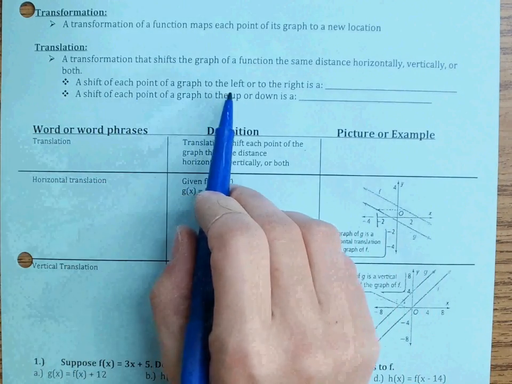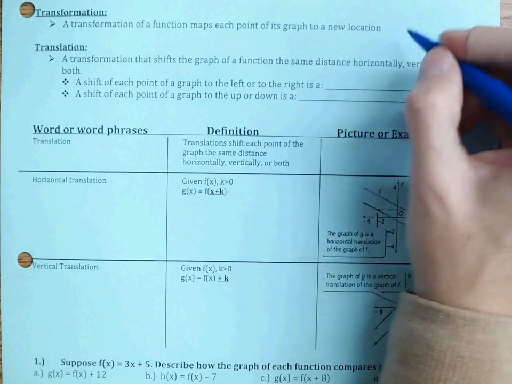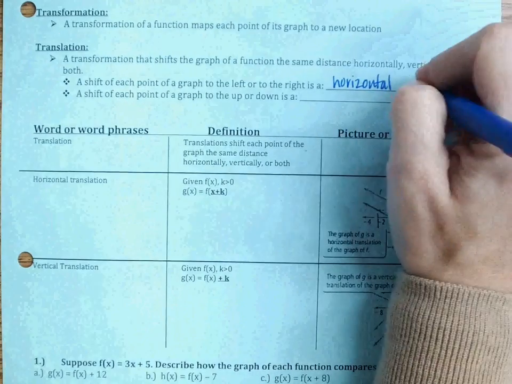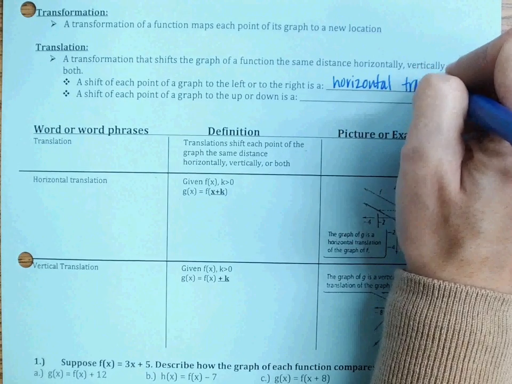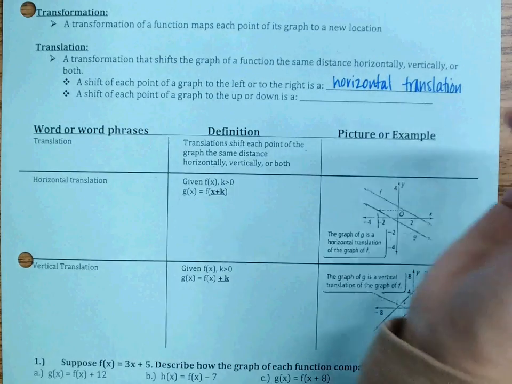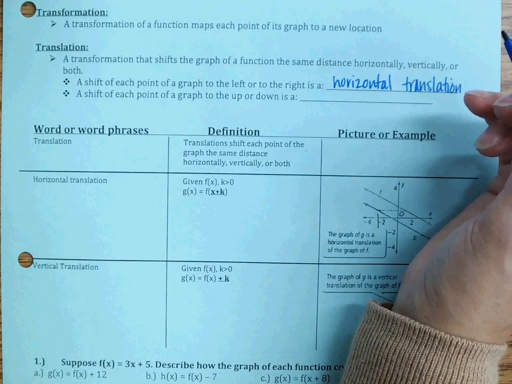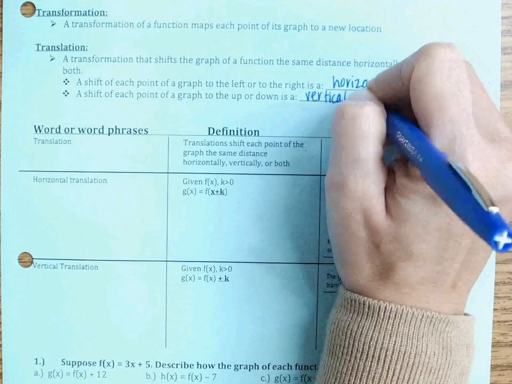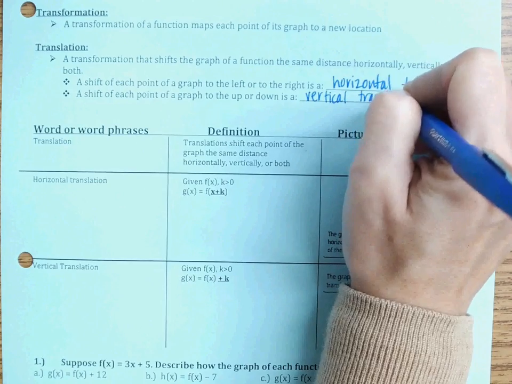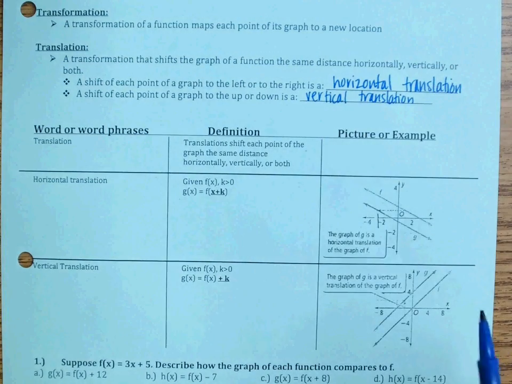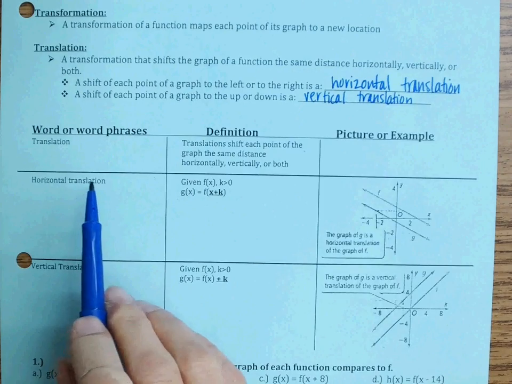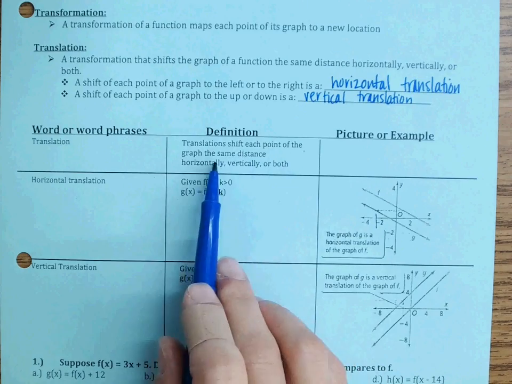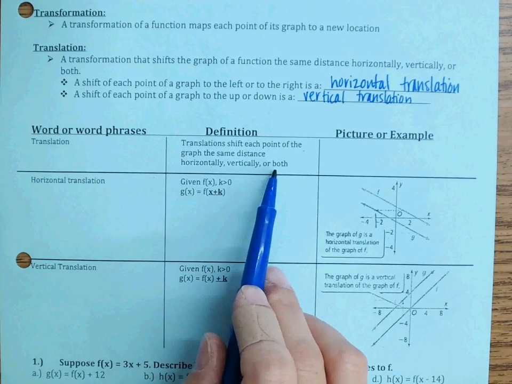A shift of each point of a graph to the left or to the right is a horizontal translation. A shift of each point of a graph up or down is a vertical translation. Just to reiterate, a translation shifts each point of the graph the same distance, horizontally, vertically, or both.